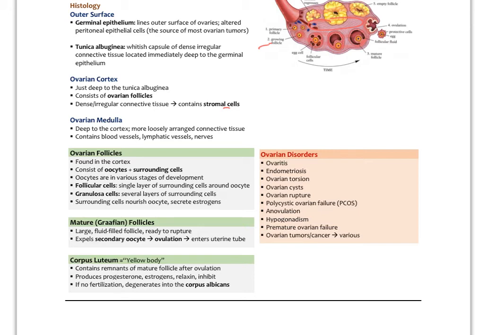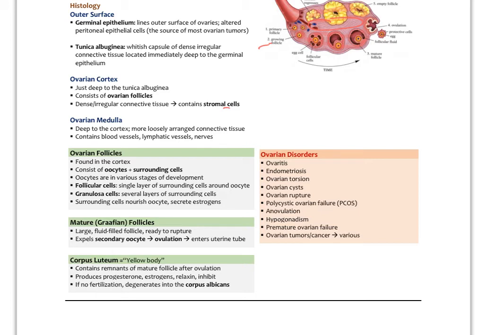The follicles also are in different stages of development. So the single layer of surrounding cells around the oocyte is follicular cells, and then outside of that are granulosa cells. So they form several layers. And these secretions from the cells actually help to nourish the developing egg cell, as well as these are the sources of estrogen and progesterone as well.